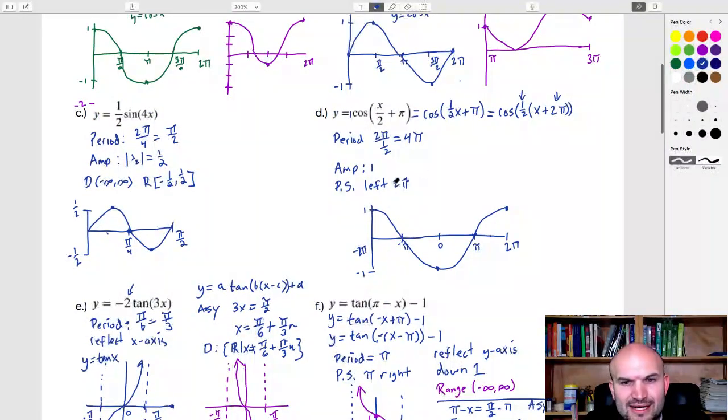I didn't. Why didn't I do the domain here? Well, let's go and look at the graph here real quick. The domain, that's all real numbers, that's easy. And the range, that didn't change at all, so that one's easy too, and that's negative 1 to 1.